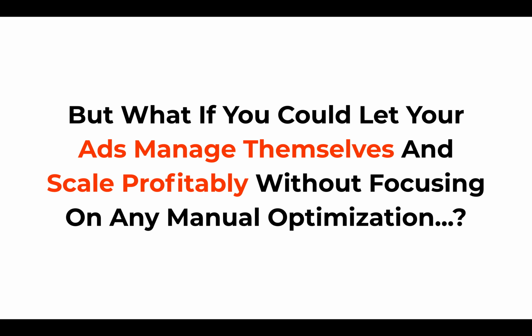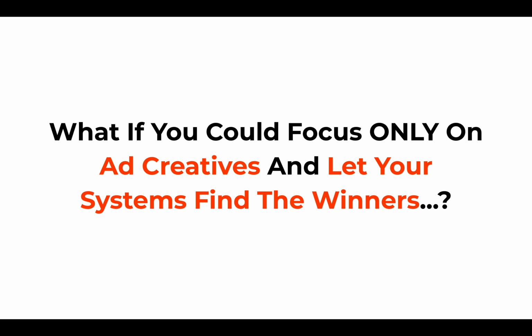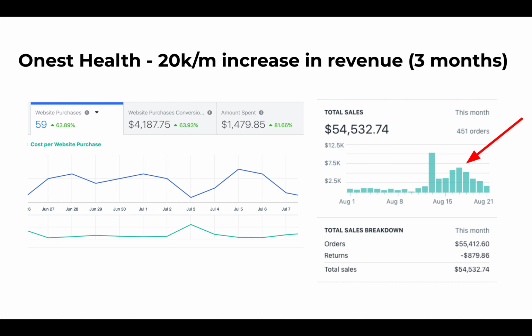And my question is, what if you could let your ads manage themselves and scale profitably without focusing on any manual optimization? What if you could focus only on the ad creatives and let systems find the winners? Here's an example of an account doing just that. It's Honest Health, which was one of our previous clients, that we were able to scale up their Shopify store by 20,000 in just a few months using automation, increasing their revenue here directly in the store.